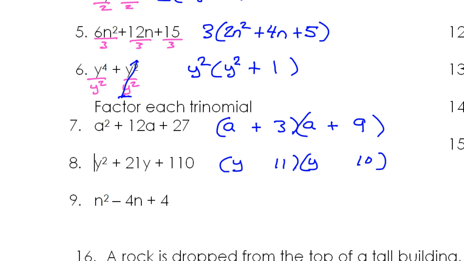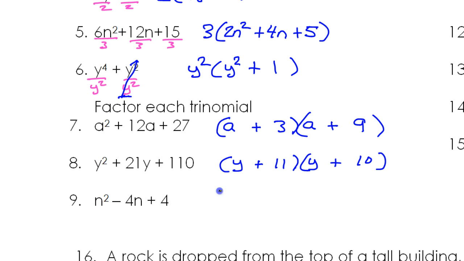Now we can look at the middle. And remember, the inner plus the outer has to equal the middle. Inner, I have 11y. Outer, I have 10y. I can control the signs. Can I get positive 21y out of this? Again, yes, if I just leave it positive 11y and positive 10y. Okay, that'll make positive 21. Also, positive 11 times positive 10 makes positive 110. Always have to check that. So that's it for number 8.